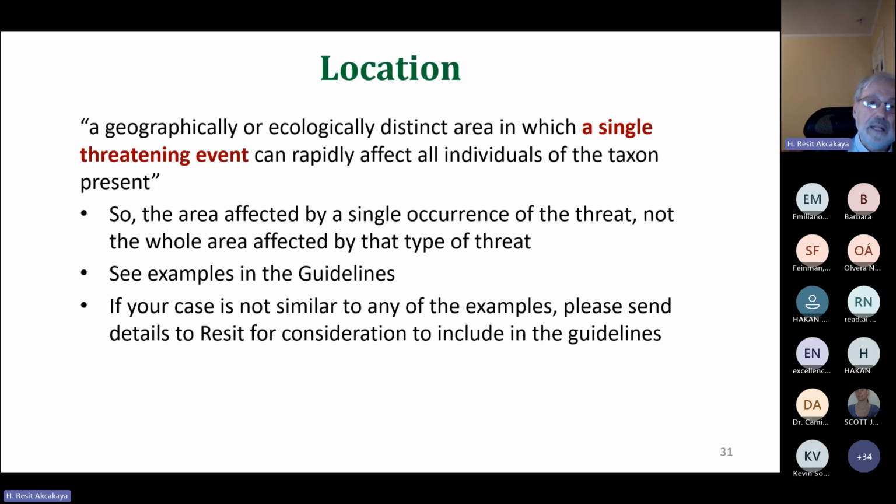And now, if multiple mines are controlled by the same company and the decisions to open them or not are made by the same company, then multiple mines can be considered to be a single location, or the locations where those mines can be placed can be considered as a single location. There are some other examples of these in the guidelines. Please take a look at them. And if your case is not similar to any of them, please send the details to me so that we can consider them and perhaps include a generic version of it in the guidelines to help other people with a similar case to yours.